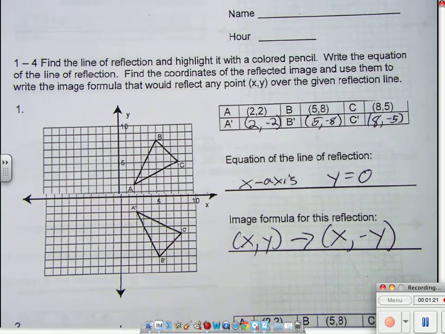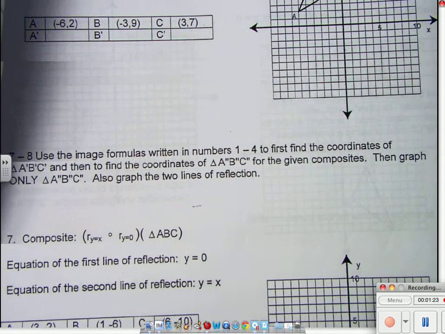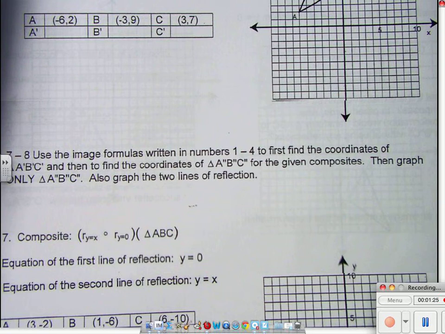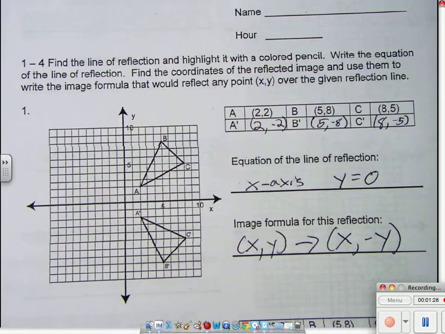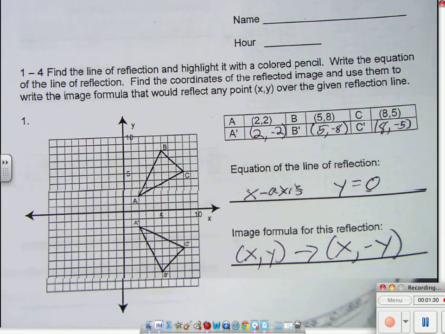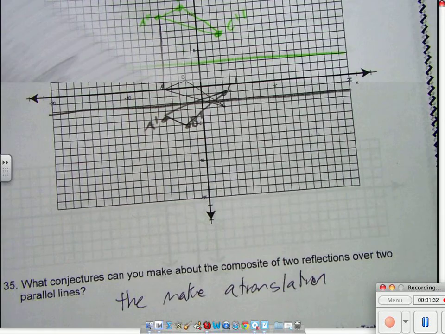Okay? If you get stuck on this, please let me know. The first 4 problems are really important. If they're not correct, it's very hard to do the rest. So please make sure you've got those first 4 right. I can check them if you want before you do the rest.